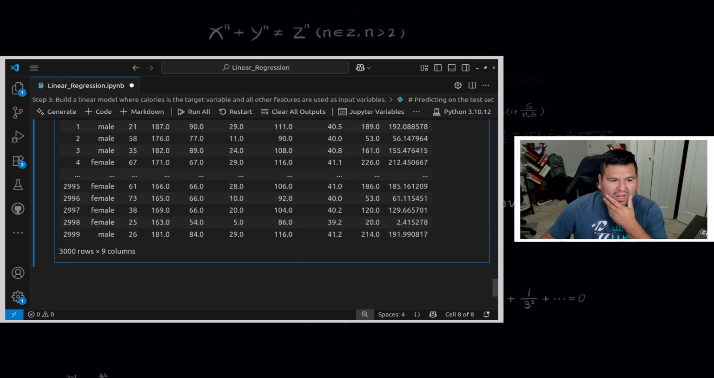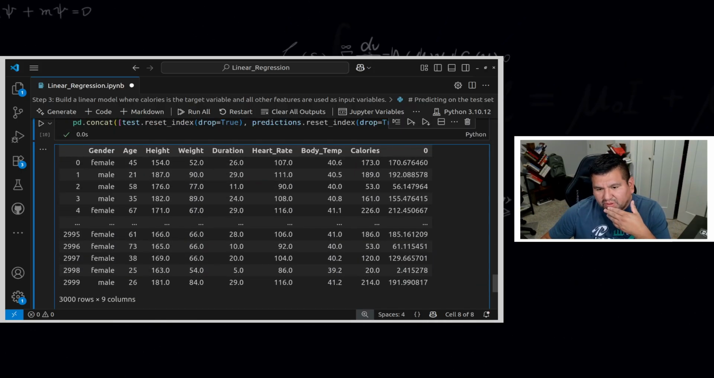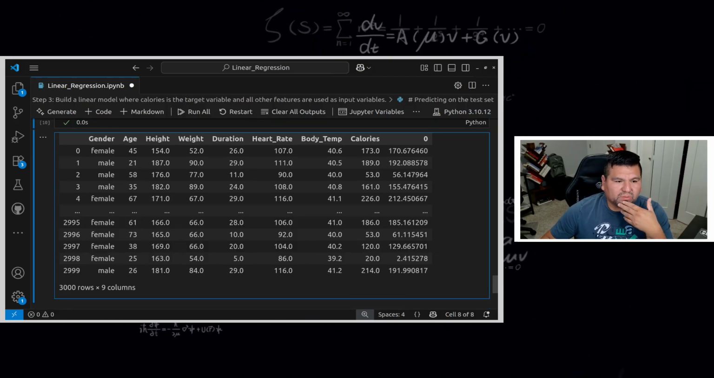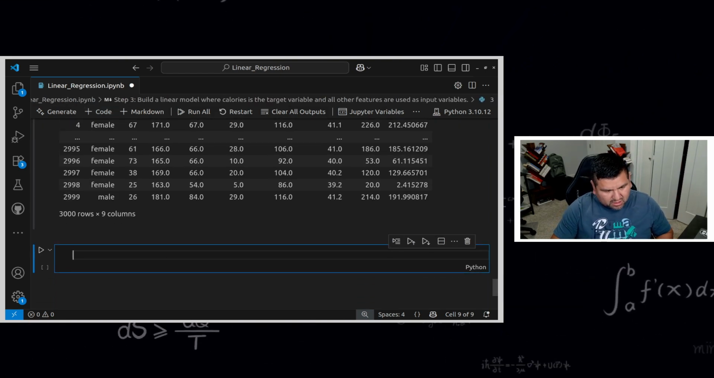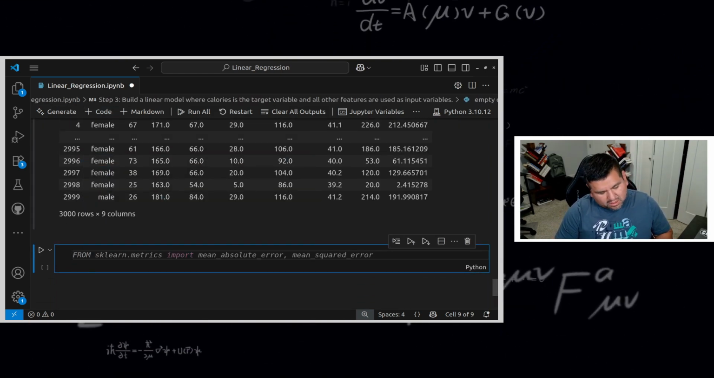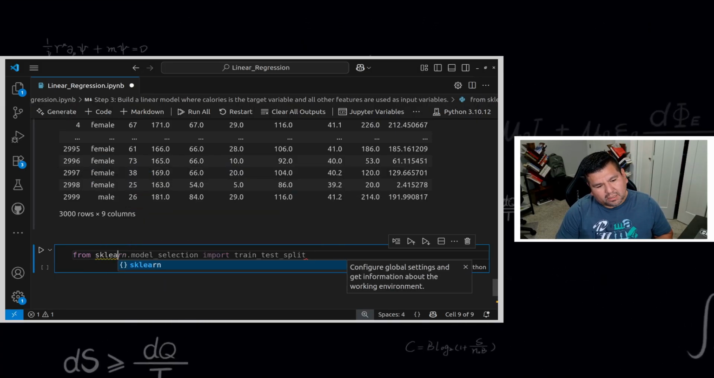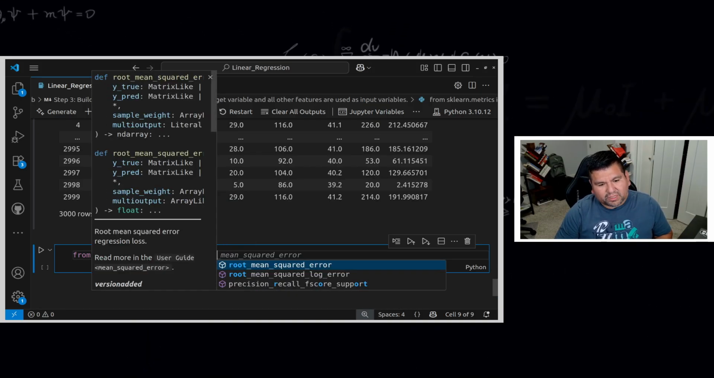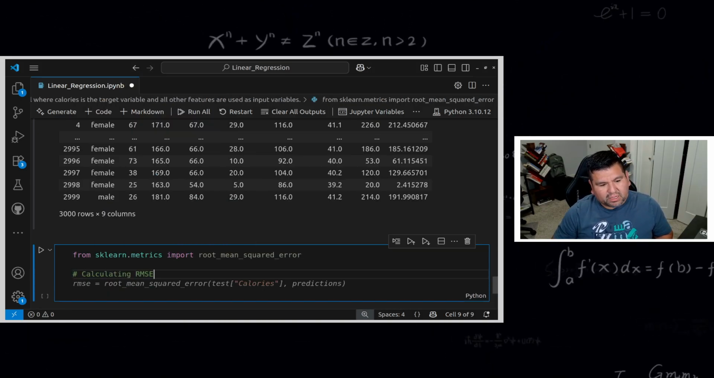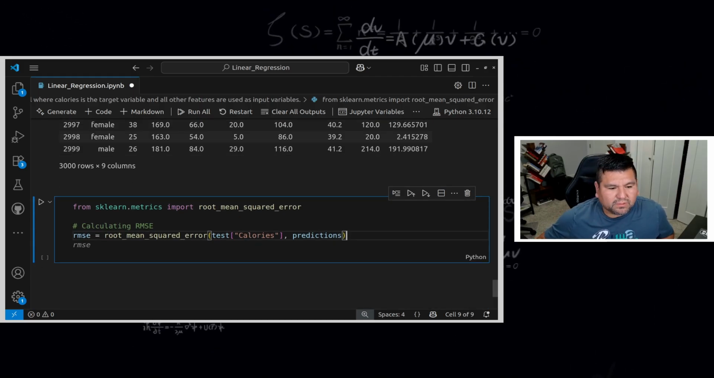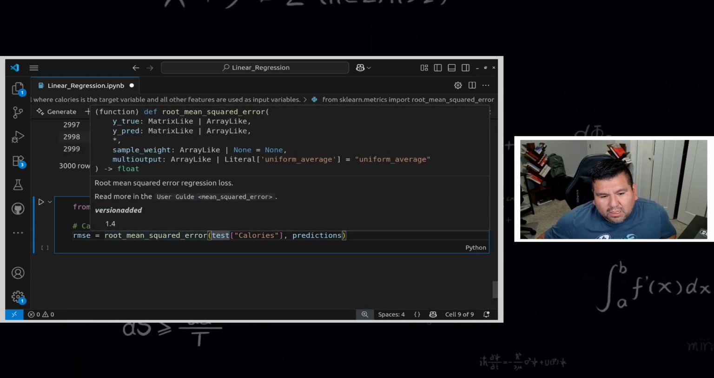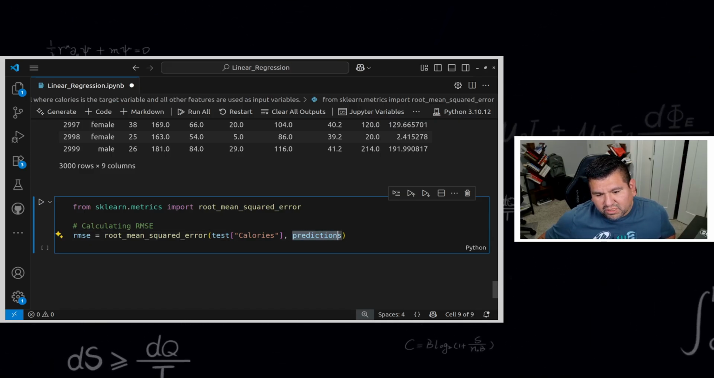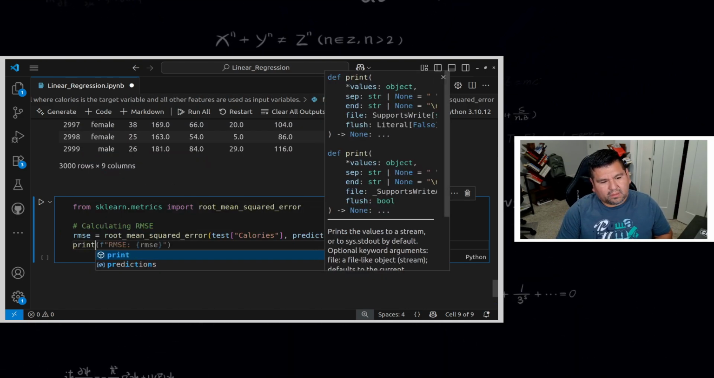A more concrete way to quantify model performance is by computing the mean squared error or the root mean squared error, which we can easily do here. So from sklearn.metrics, import the root mean squared error. Calculating the RMSE, root mean squared error: calories will be the true values from the test data set, this is what the model is predicting, and then let's print that.